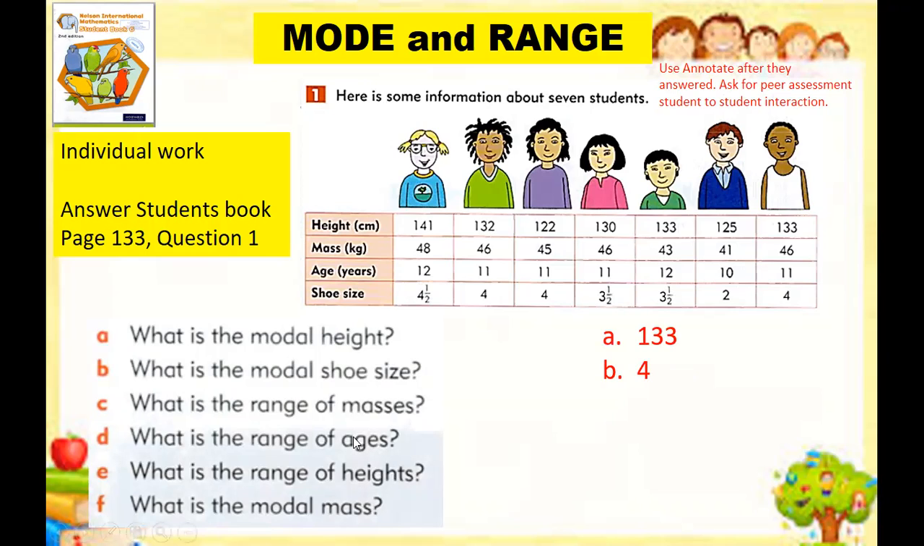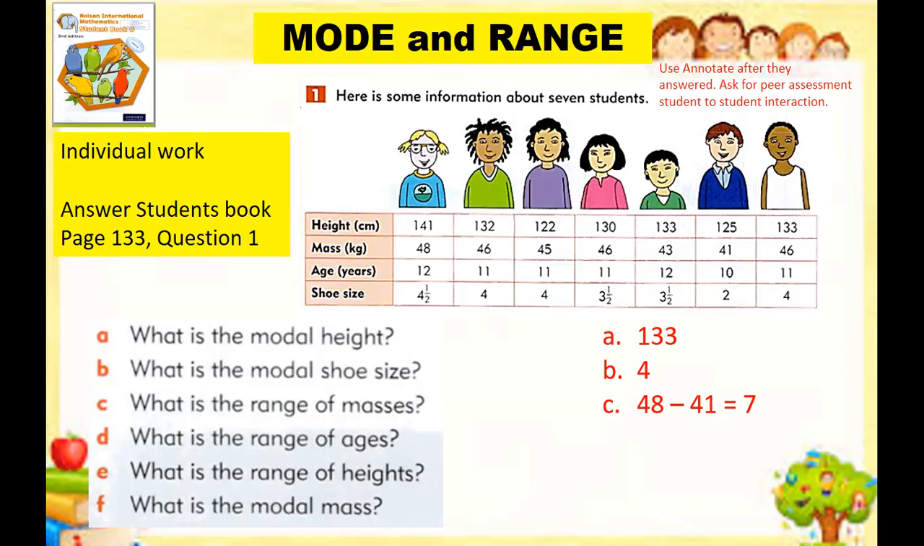Okay, now let's move to the range of ages. So this is the age. So the range is, what are the ages? 12 minus 10. What is 12 minus 10? 12 minus 10 is 2. Which one is this one? Letter C. Oh, range of masses. So which one is the highest? 48 minus 41 is 7.